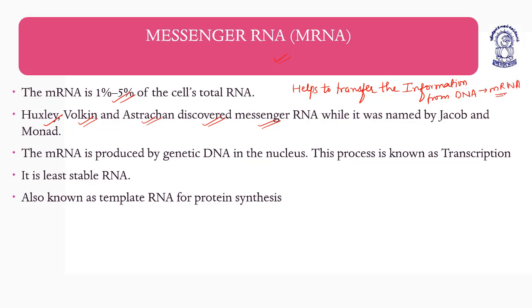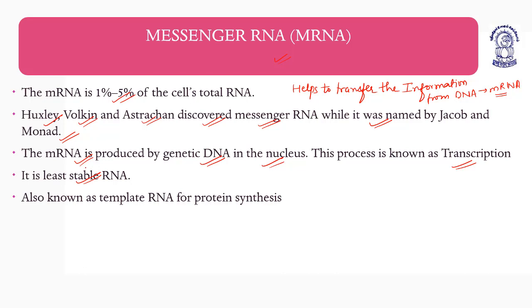And this messenger RNA comes outside the nucleus into the cytoplasm to attach with the ribosome and the tRNA for further processing. Okay. While it was named by Jacob and Monod, it was discovered by Huxley, Wilkins, and Astrin. mRNA is produced from genetic DNA in the nucleus. This process is known as what? Transcription.